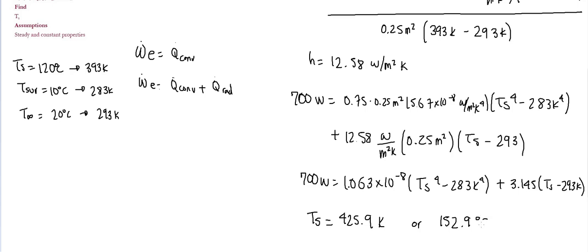152.9 Celsius. Notice one of the assignments was for us to compare the assumption of using radiation or not. If we didn't use radiation, the surface temperature is 5 degrees Celsius lower than what we get using radiation, which indicates that having that assumption is not the best approach that we could have.